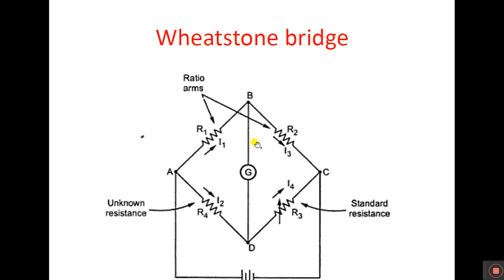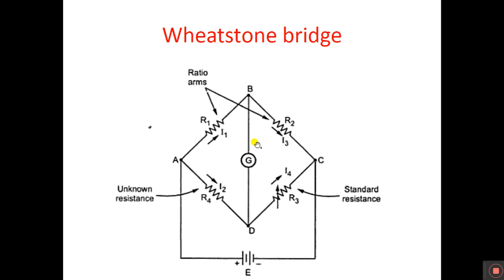First, we are going to discuss the Wheatstone bridge. Using this Wheatstone bridge, we are going to measure the medium resistance. Here four arms exist. R1 and R2 are called ratio arms because the final equation includes the ratio of R1 and R2. The resistance which we are going to measure, that is the unknown resistance, here I have taken as R4.